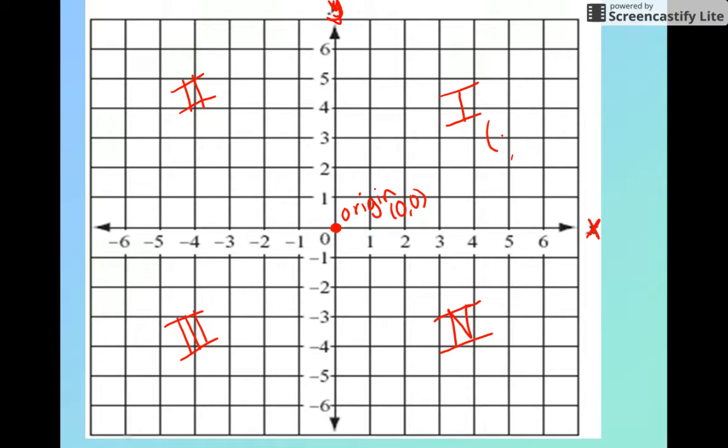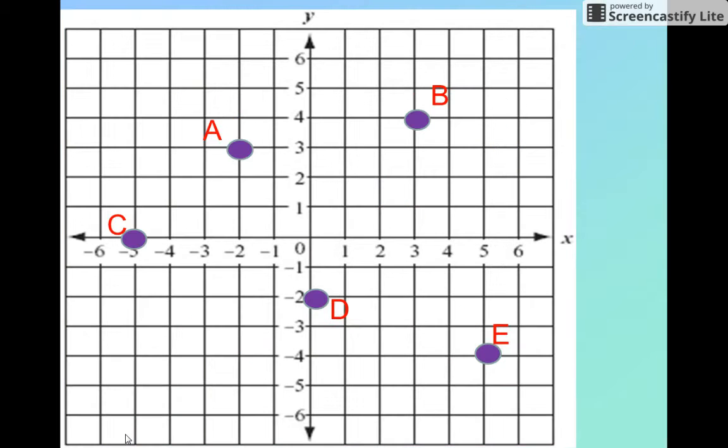So quadrant 1 always has positive ordered pairs. All the ordered pairs in quadrant 1 are positive. In quadrant 2, they are always negative, positive. Quadrant 3 is always negative, negative, and quadrant 4 is always positive, negative. If you can remember this visualization, you're going to be able to remember a lot of information whenever it's time for you to plot points.